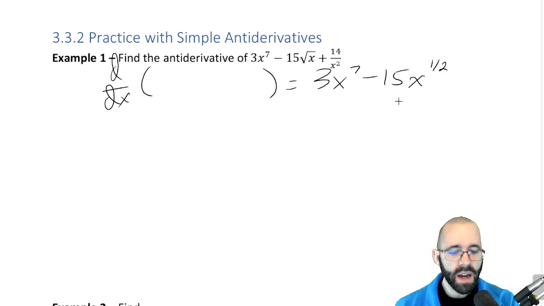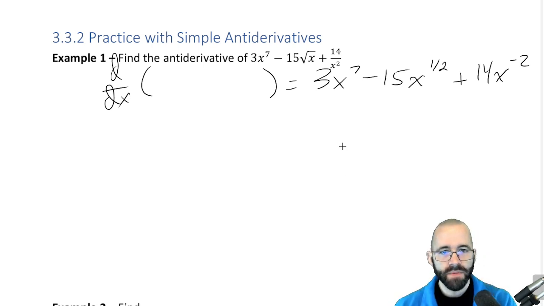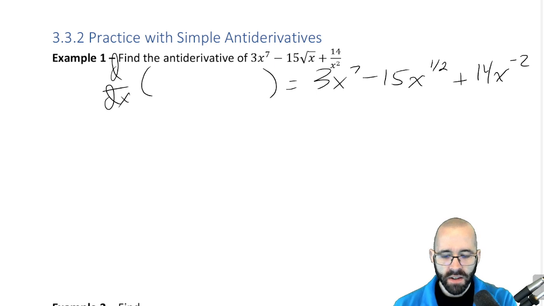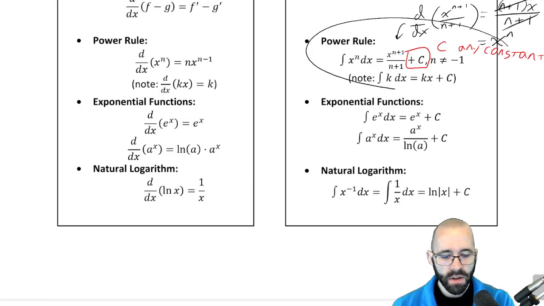That's x to the 1/2 power. 14 divided by x squared. Let's rewrite that too. Remember what fractional and negative exponents do. So I need to figure out what this is. Now, if you're really clever, maybe you can just guess and get there. So let's get practice using the power rule.